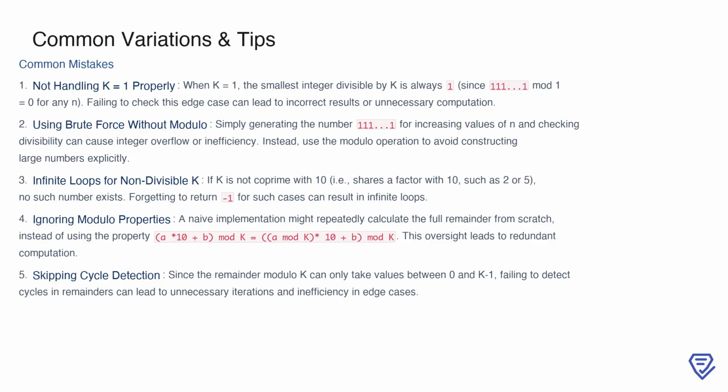Additionally, it's critical to account for cases where k is not coprime with 10. For example, if k shares factors like 2 or 5 with 10, no such number is divisible by k. Failing to return -1 in these situations can lead to infinite loops.